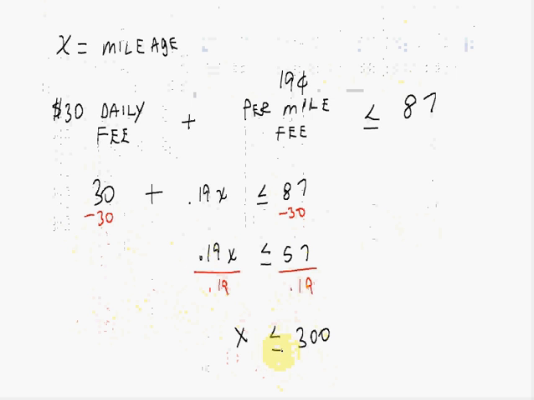So if you drive 300 miles, you're going to be right at your $87 limit. But anything less than or equal to 300 miles, and you'll be okay with the boss.